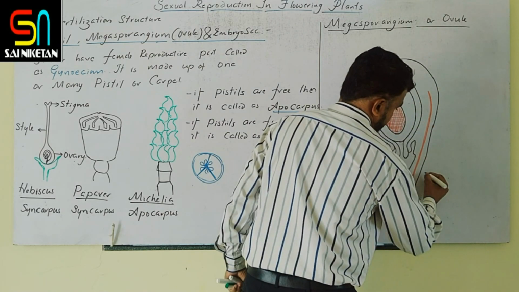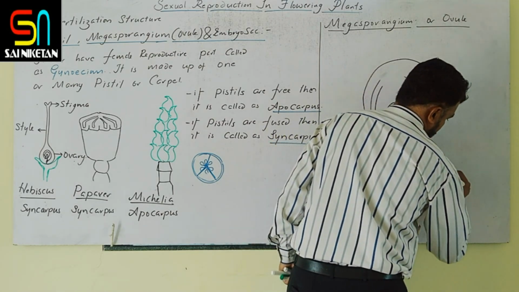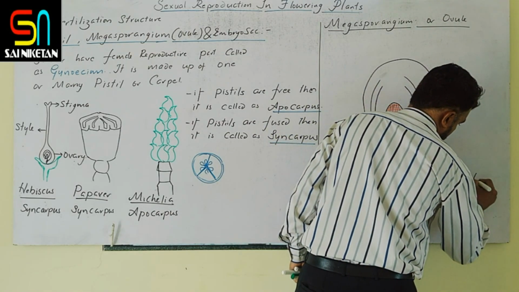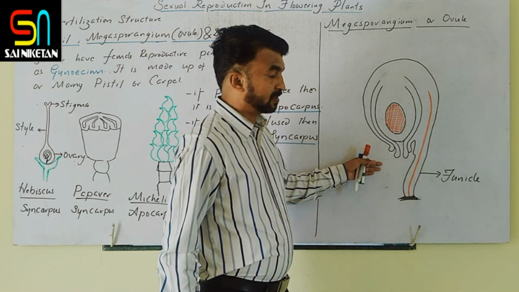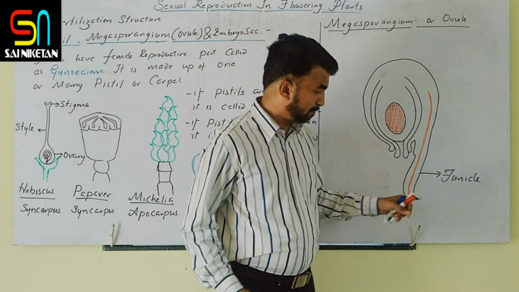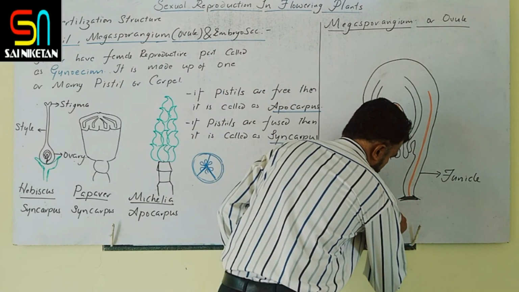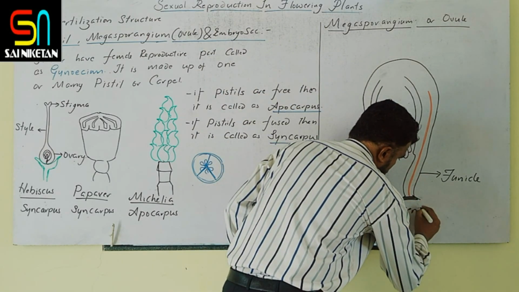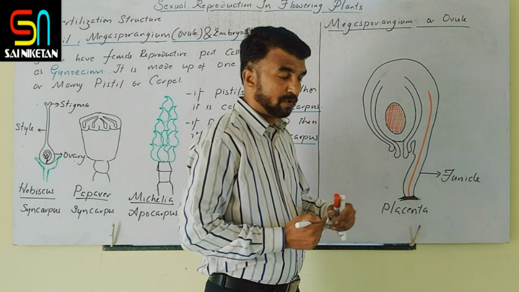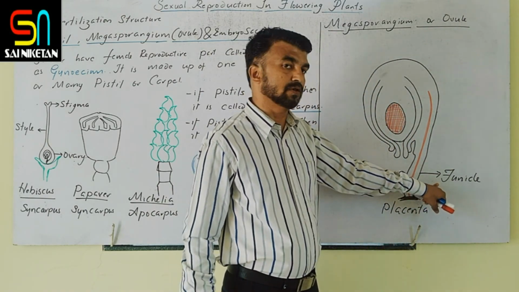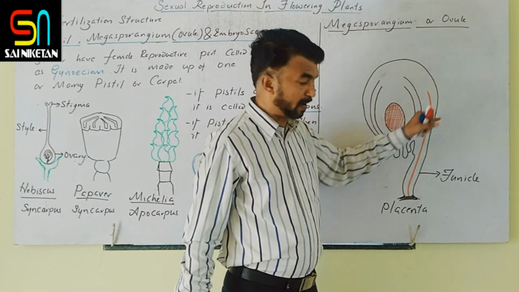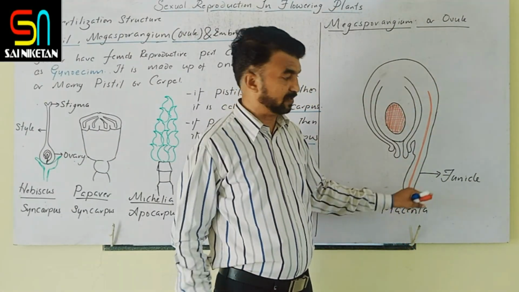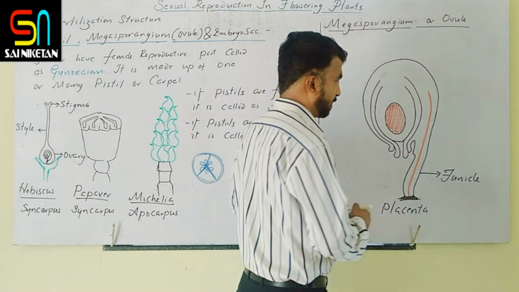So this part is called the funicle. This ovule is attached to the placenta with the help of a stalk-like structure that is called the funicle. With its help only this ovule or megasporangium is attached to the placenta. So this is a funicle.